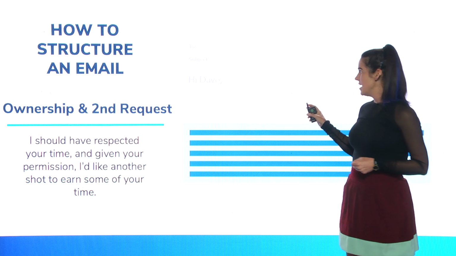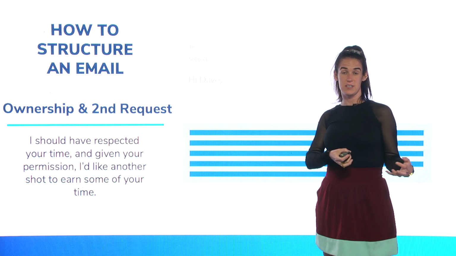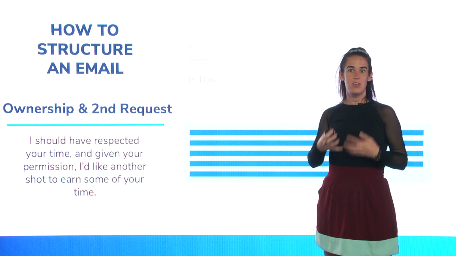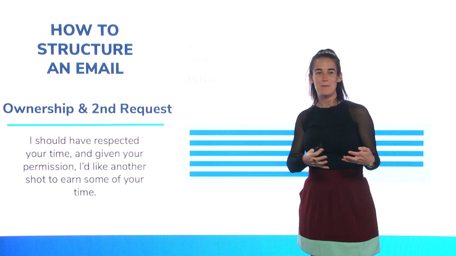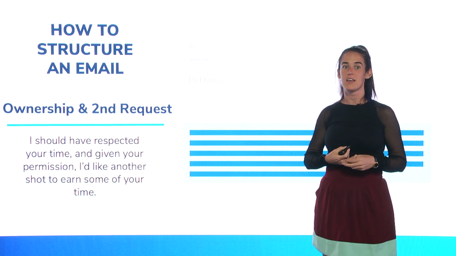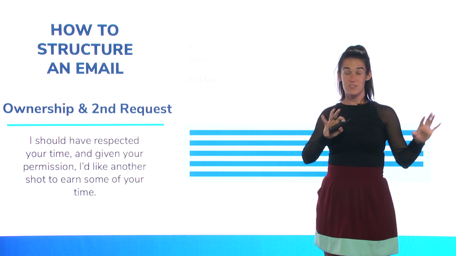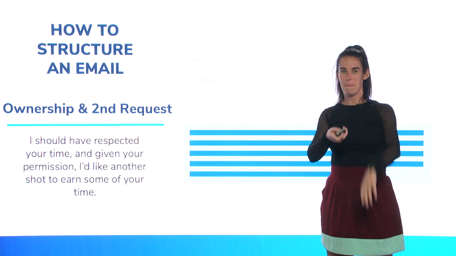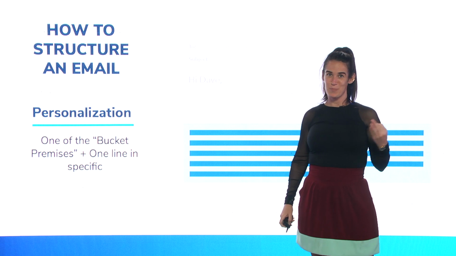In the second line, you want to take ownership and ask for a second request or permission to pitch them again. You get the technique more than the wording, but the wording that I typically use is, "I should have respected your time and given your permission. I'd like another shot to earn a slot on your calendar." Something like that, where you say, "I should have done better, and I'd like one more shot if it's okay with you." The third line, you want to go into your third personalized premise.